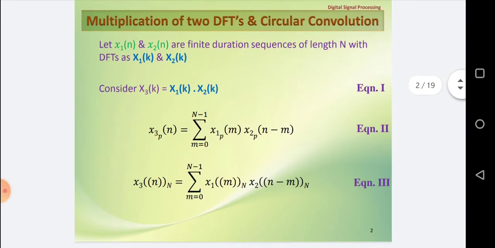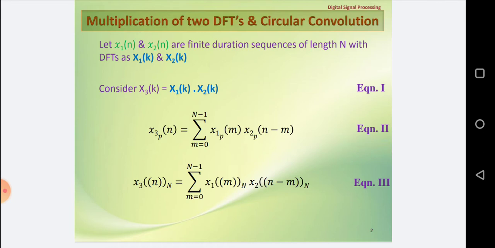Let's discuss the next property: multiplication of two DFTs and circular convolution. Let x1 of n and x2 of n be finite duration sequences of length capital N with DFTs x1 of k and x2 of k. Now consider x3 of k given as the multiplication of the two DFTs, x1 of k multiplied by x2 of k. Say it equation 1.